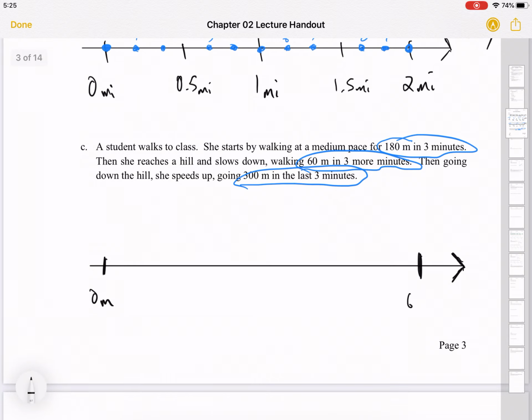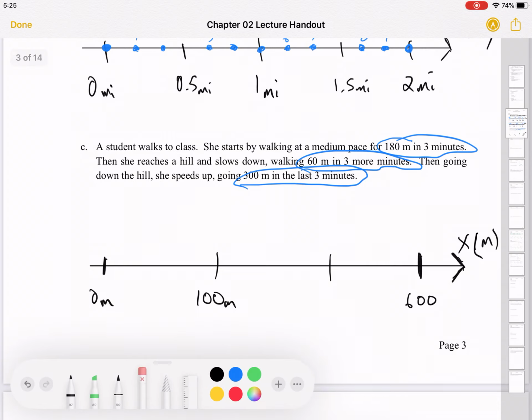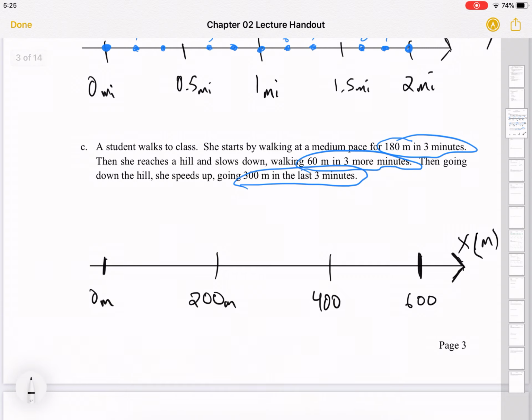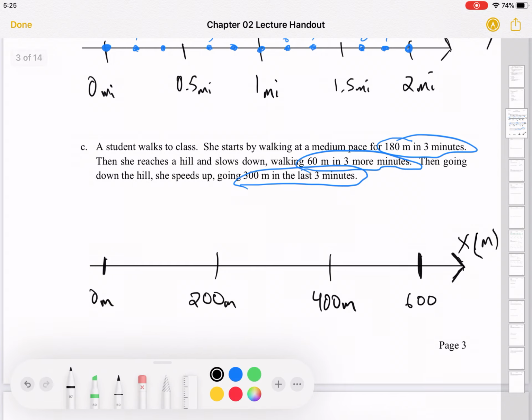You see the procedure here? Here's x in meters. And maybe just to make things nice, we'll do 100 meters. And oops, that can't be right. It's got to be 2, 4, and 6. So there's 200 meters, 400 meters. Great. Okay, and we're doing this in segments. We're still going to assume that each segment is uniform, but clearly each segment is 3 minutes, and so she's going different speeds in each segment.